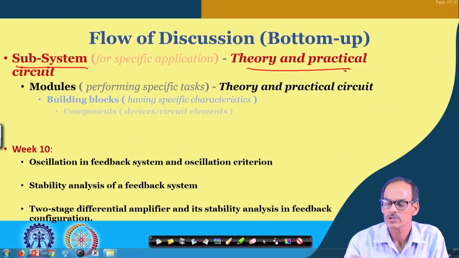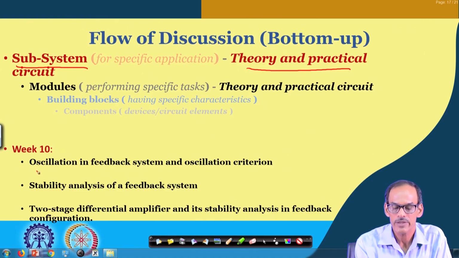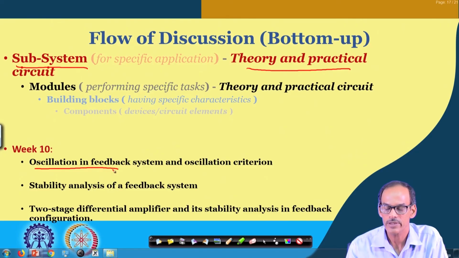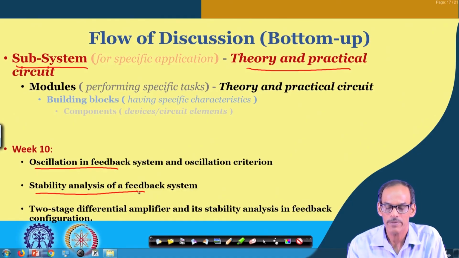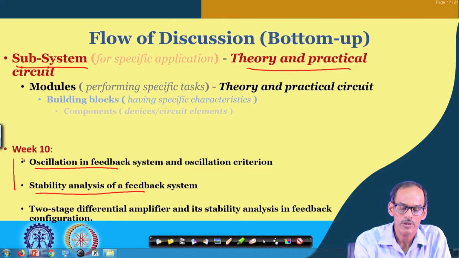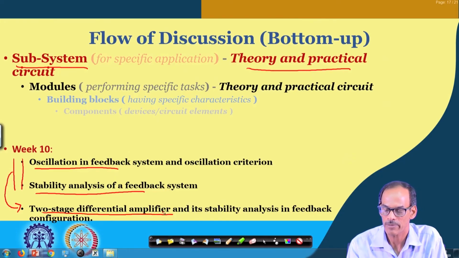There, a little bit about theory, and then we will be moving towards practical circuits. We will see the oscillator circuit and the oscillation criteria. And for an amplifier in a feedback connection, how do you ensure the stability of the circuit, that will be discussed. These two are more towards theory, and then we will discuss how those theories are deployed for a practical circuit, namely the two stage differential amplifier, and its stability aspect will be discussed there.